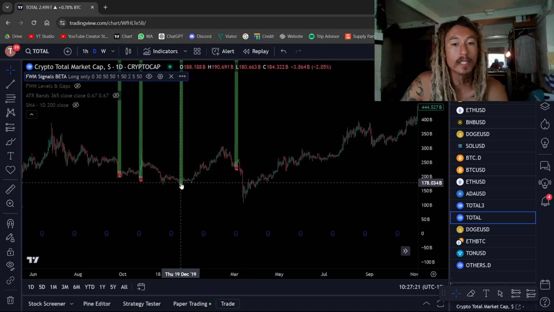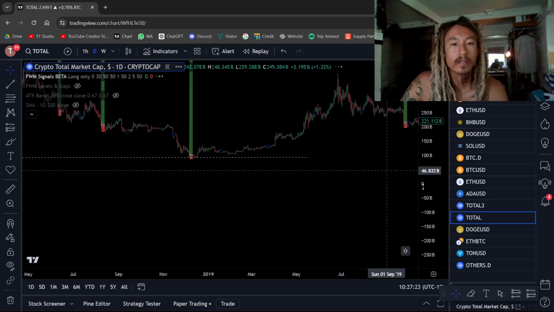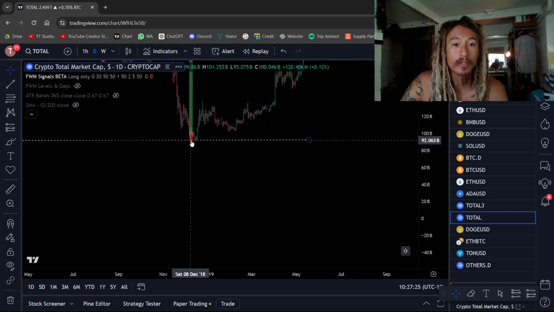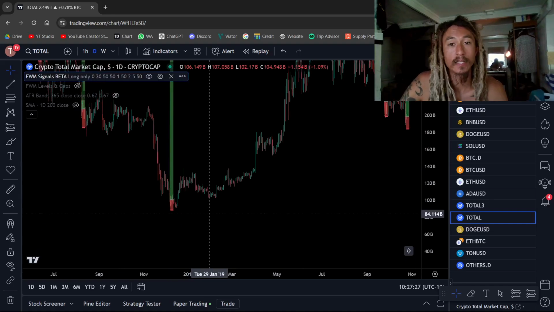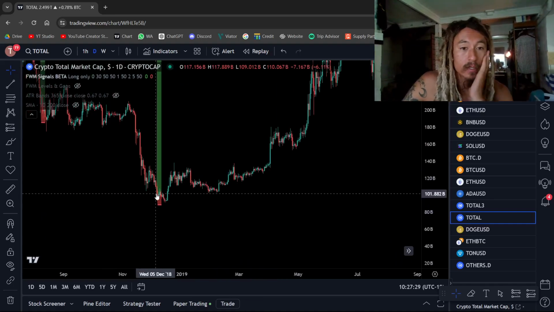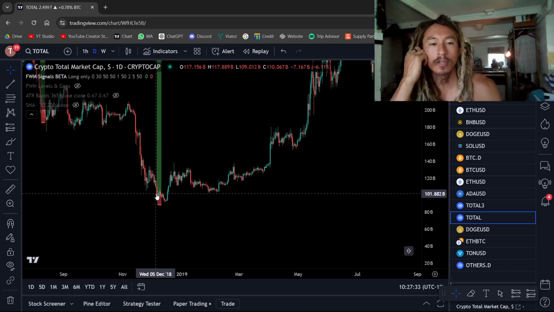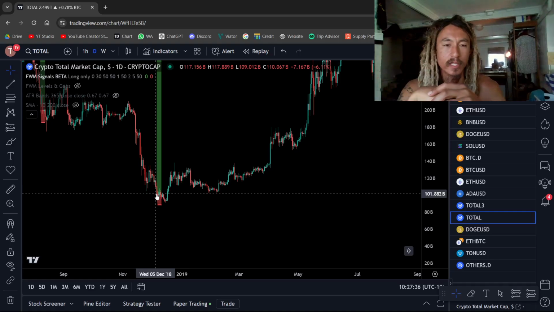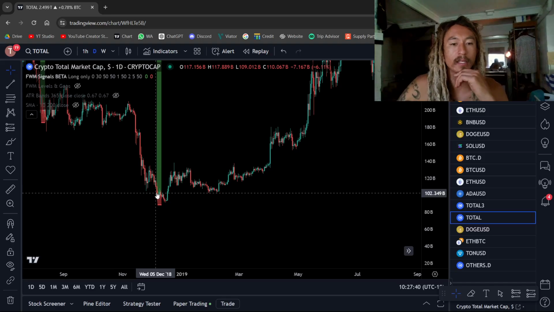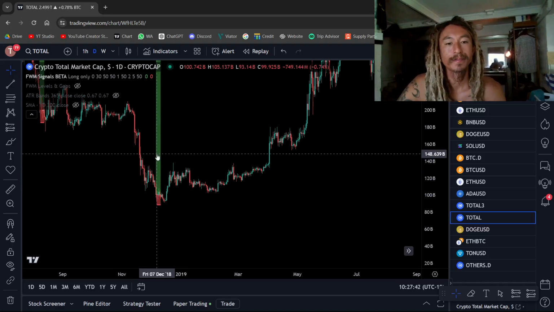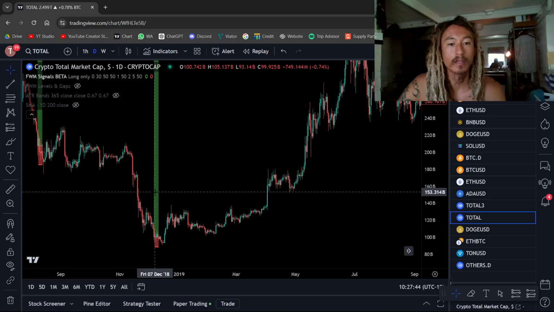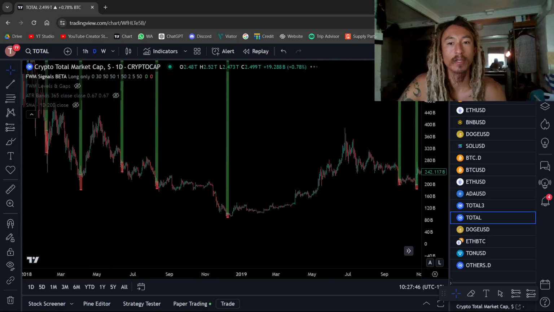December 2019. Did buy the absolute bottom of the December 18 bottom. So here's a pretty insane buy here, December 2018. And individual coins will also give signals, but this one is like a signal across crypto to buy in December 2018 on December 7th. And I mean, we all know how that went.